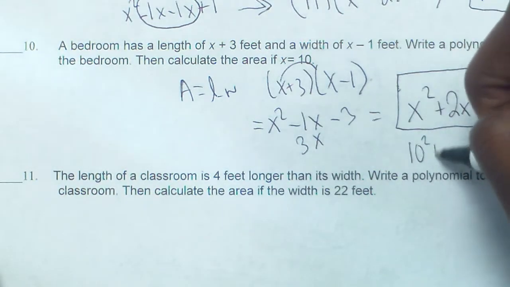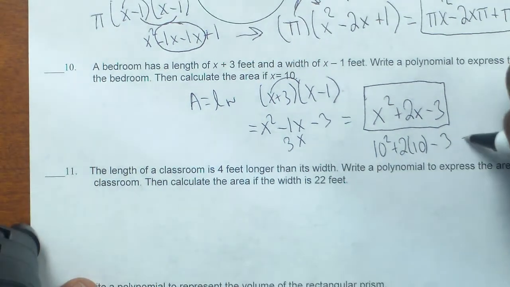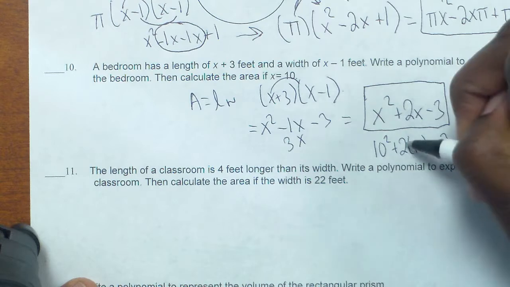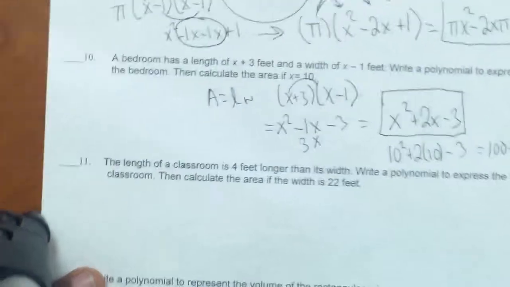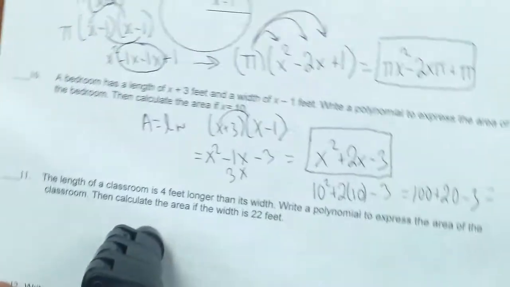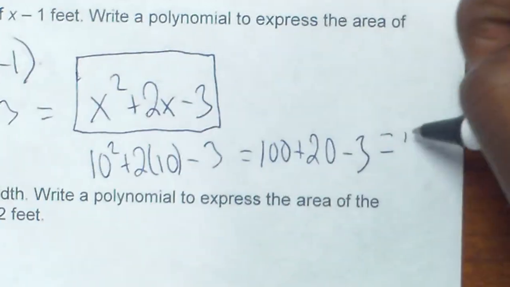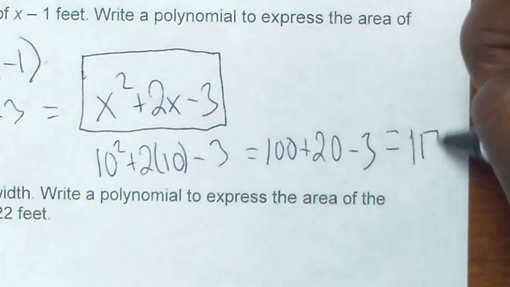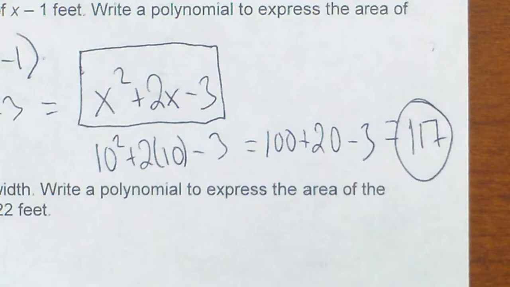And so we have 10 squared plus 2 times 10 minus 3. 10 squared is 100, plus 2 times 10, which is 20, minus 3. So basically that's 100 and I'm getting 120. Take away 3, that is going to be 117. So that one was a two-part answer. Got it? Okay, number 11.